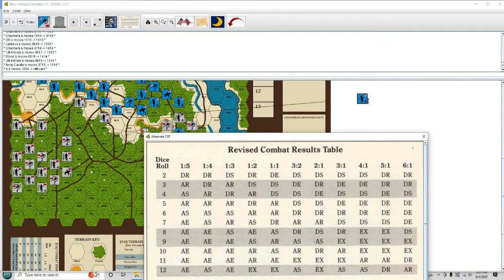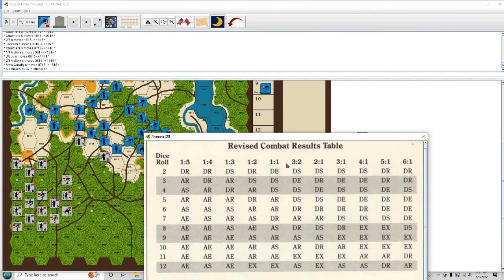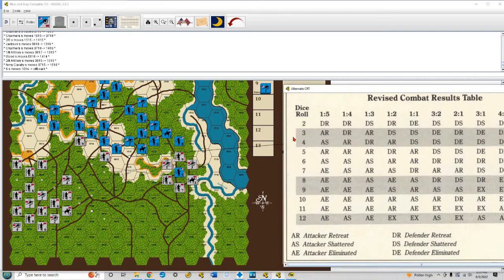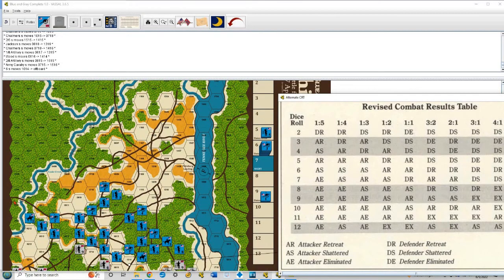What I'm assuming is that when a unit's been shattered, it's retreating back out of the range of combat, and it's hiding out somewhere. When night comes, and we go through our turn record track, and you get to night, those units will be able to come back, and you can place them anywhere in the battle line. They can fill all the gaps, essentially, of the battle line. We have the eliminations, just like before.